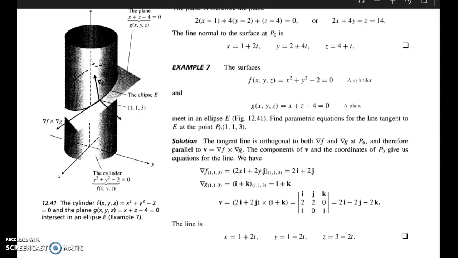Okay, this is a surface F, and this is a plane G. The intersection of these two surfaces is the ellipse. They meet at the point 1, 1, 3 on this curve. So how will you find the equation for the tangent line through this point?